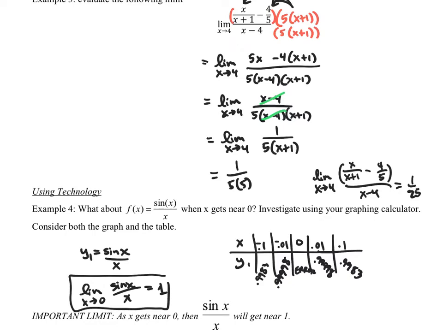Now, you could also look at it graphically. So graphically, around 0, sine of x over x kind of looks like this.